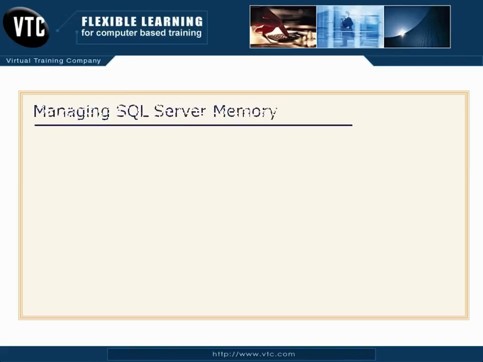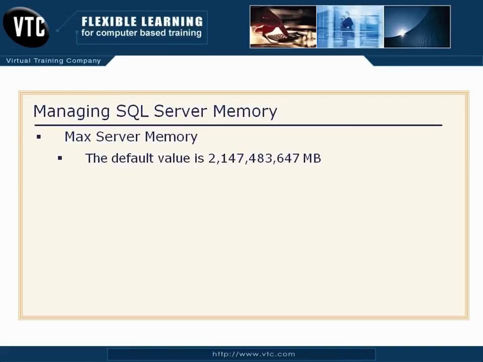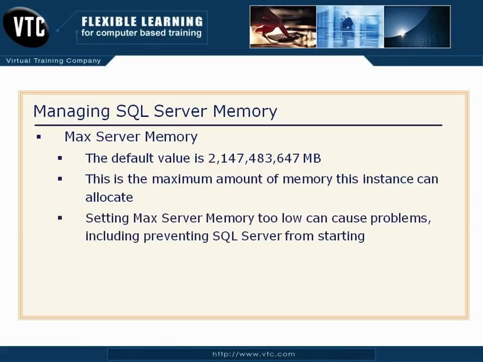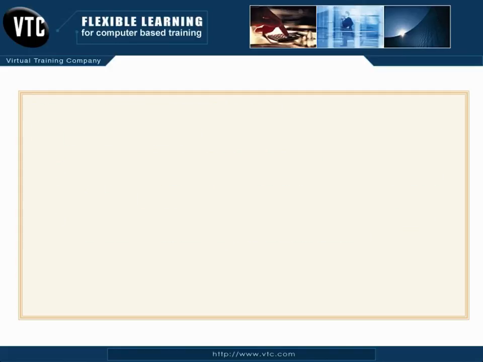Okay, then the max server setting, you saw the default there, 2,147,000,000 and some change megabytes. This is the maximum amount of memory that this instance can allocate. Now, obviously, if you've got two instances, we need to divide this up a little bit. You've got to be careful here. If you set the maximum server memory too low, it can cause all kinds of problems. The biggest one being it can prevent SQL Server from starting. That's not a dead end. You can start it up in administrative modes and such. There are some things you can do. I won't go into that now. You can look that up on Microsoft's website.